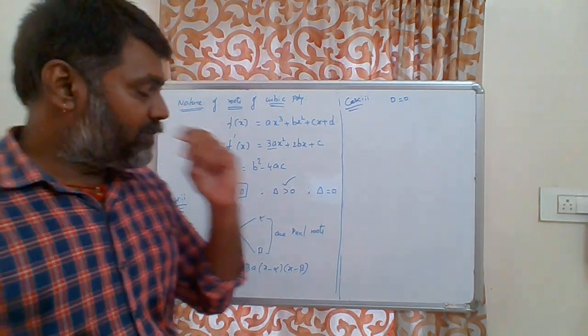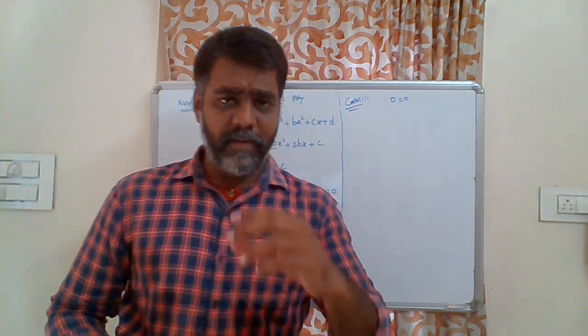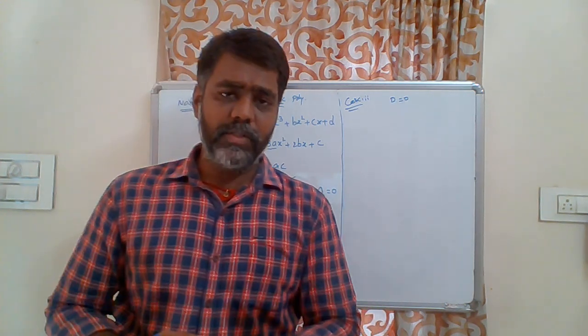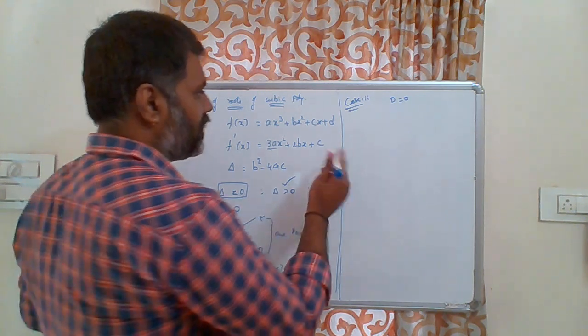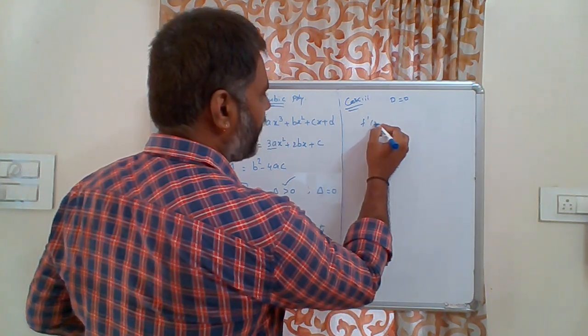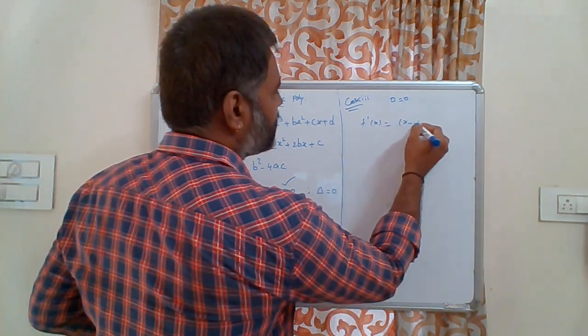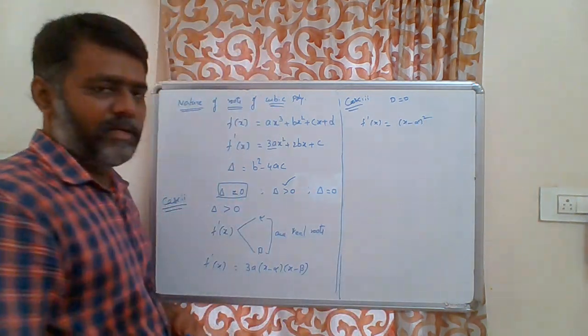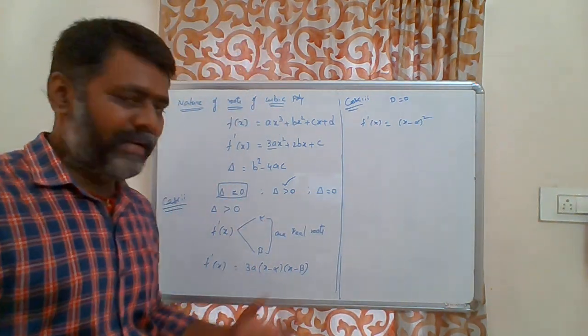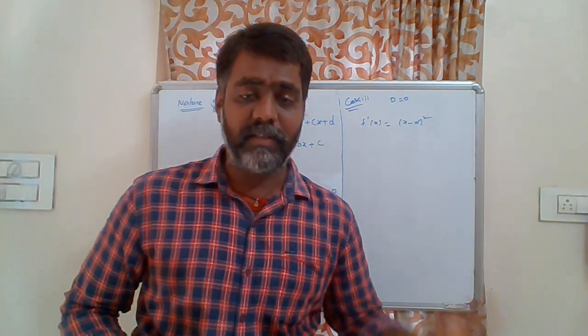So now only I explained that one. D equal to 0 means discriminant value 0, so what are the roots? Real and equal roots. So f dash of x will become some constant times (x minus alpha) whole square. That means these two roots are the same, (x minus alpha) into (x minus alpha), and they are equal to 0.